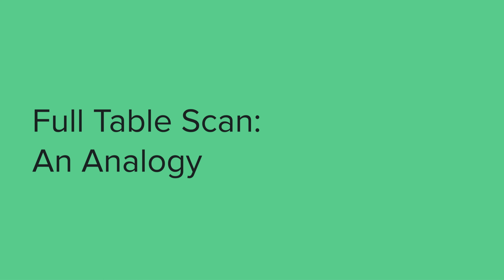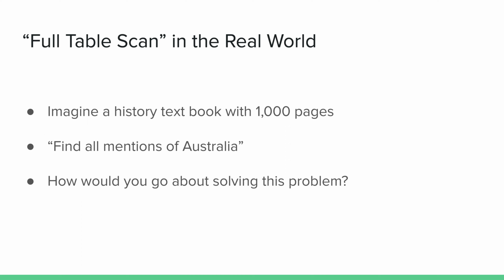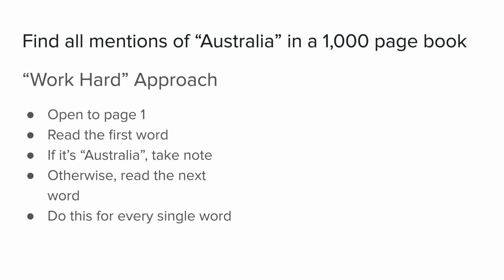To get a better understanding of this, I'm going to give you an analogy. So imagine a history textbook that has 1,000 pages in it, and I want you to find all the mentions of Australia in this textbook. How would you go about doing that? The quote-unquote work hard approach would be to open up to page 1, read the first word, and see whether or not it's Australia. If it is, you're going to take note of that page number. Otherwise, you're going to move on and read the next word. And you're going to keep doing this for every single word in the textbook.